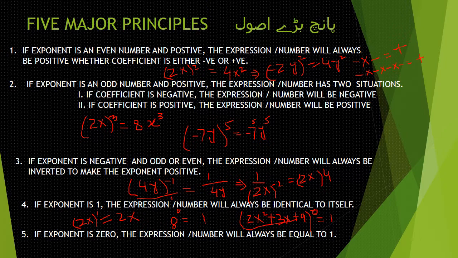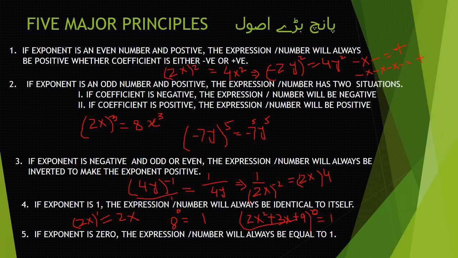For example, I have written here 7y raised to the power 5 and 2x raised to the power 3. Although here 3 is an odd number, the power is an odd number, the coefficient is positive, so this expression will be equal to 8x raised to the power 3. Again, here 5 is also an odd number, but if I look at the coefficient, it is negative. So this expression will be negative; it cannot be equal to a positive number or a positive expression.